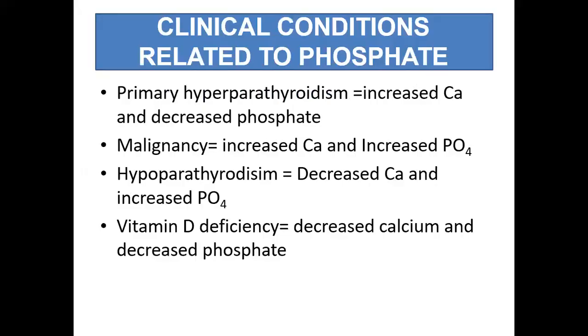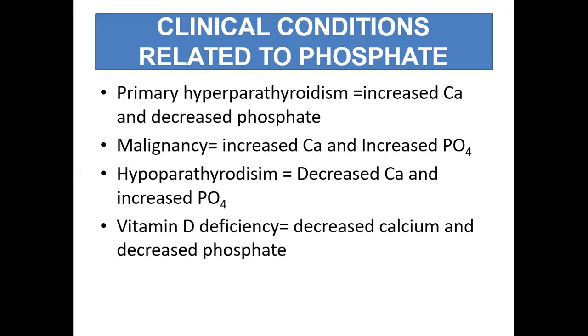Clinical conditions related to phosphate. In primary hyperparathyroidism, we will have increased calcium and decreased phosphate. Why? Because we have to keep one thing in mind. What was the primary function of parathyroid hormone as far as the kidney was concerned? That was to reabsorb calcium and excrete out phosphate. So for that reason, calcium is increased and phosphate is decreased. Now in malignancy, both calcium and phosphate will be increased.